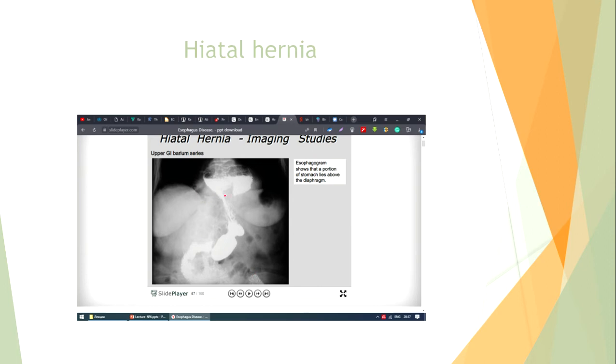Here we cannot see the dome of the diaphragm, but it's placed here, and this is a part of the stomach which is now in the pleural cavity.